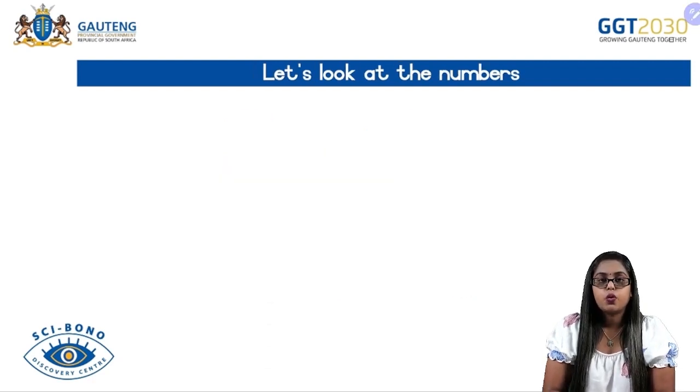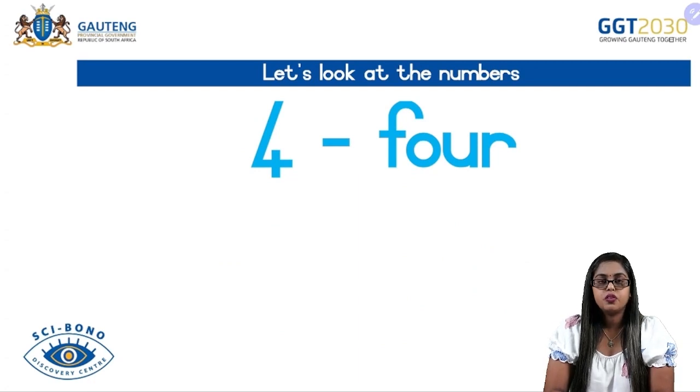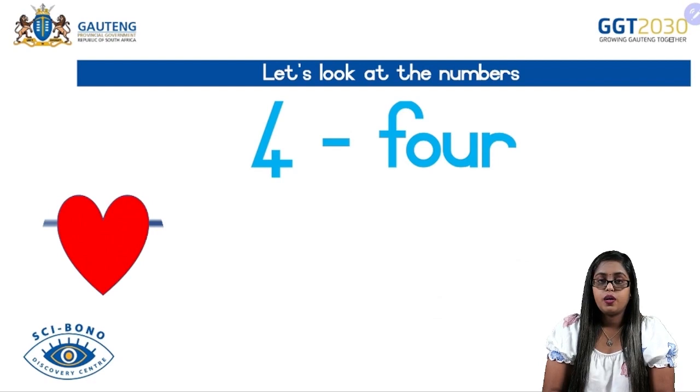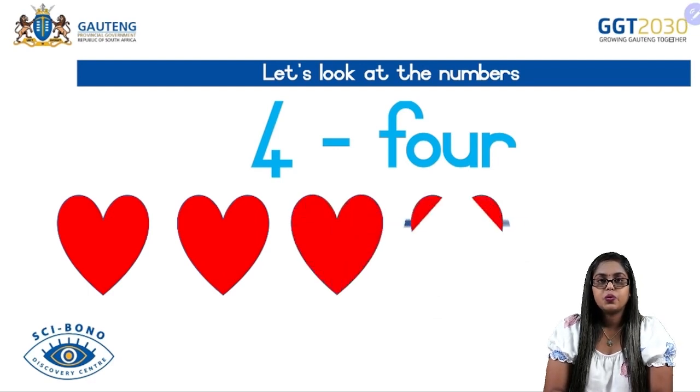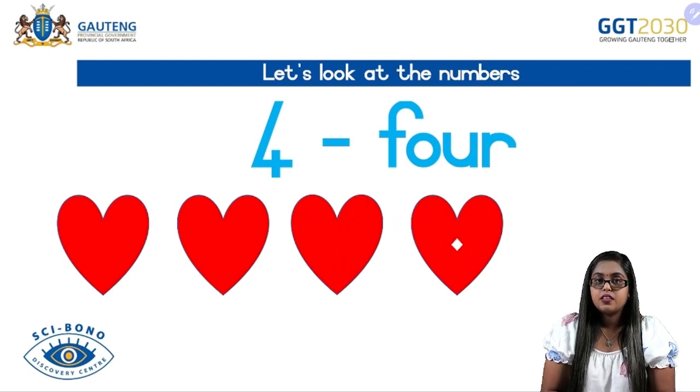Let's look at number 4. F, O, U, R. Again. F, O, U, R. 4. 4 objects. 1, 2, 3, 4. Do you know what shape this is? This is a heart, and we draw hearts to show that we love someone.